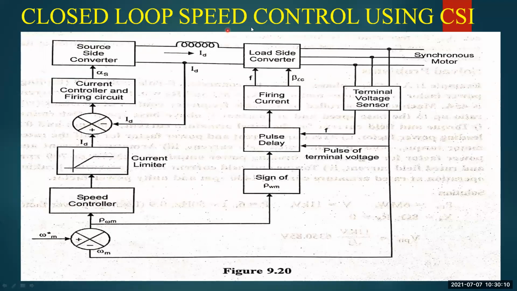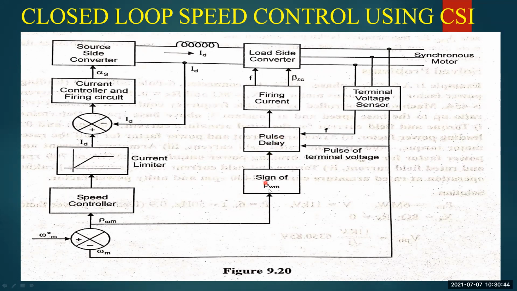Closed loop speed control of synchronous motor by using current source inverter. Okay, closed loop speed control using CSI in a synchronous motor. The speed of a synchronous motor can be controlled in this closed loop manner using a current source inverter. This is the terminal voltage sensor block, and it is connected to the pulse delay circuit.